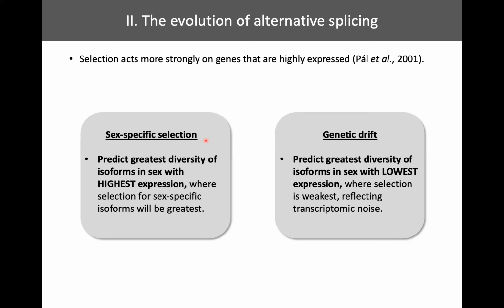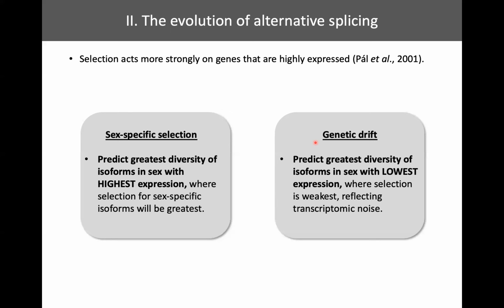And we predict the opposite scenario for female-biased genes, which under sex-specific selection should exhibit a greater diversity of isoforms expressed in females. However, if the rapid rate of evolution of alternatively spliced genes is due to drift, we predict the greatest diversity of isoforms in the sex with the lowest expression, where selection is weakest, reflecting transcriptomic noise. And this is because there would be less purifying selection on lowly expressed genes.